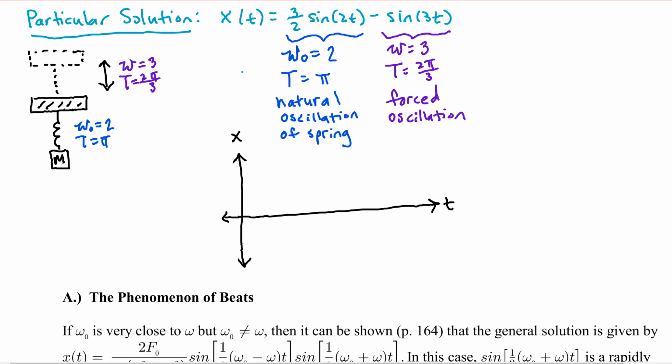So again, in the absence of that external forcing function, this is how that spring would behave. It would just follow a sine wave moving up and down very smoothly. But because we do have that external forcing function, it will interfere with the smooth sine wave of that mass spring system.